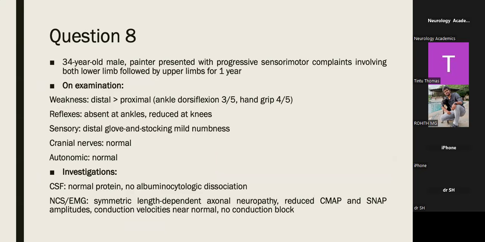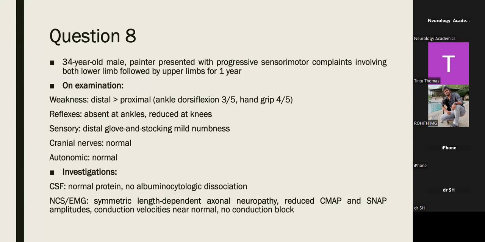Next question is a 34-year-old man, a painter, presented with progressive sensory motor complaints involving both lower limbs followed by upper limbs for 1 year. On examination, there is distal more than proximal weakness with ankle dorsiflexion of 3/5 and hand grip of 4/5 in both lower and upper limbs. Reflexes are absent at ankles and reduced at knees. Rest of it is normal. Sensory distal glove and stocking type of mild numbness was noted. Cranial nerves and autonomic system are normal.